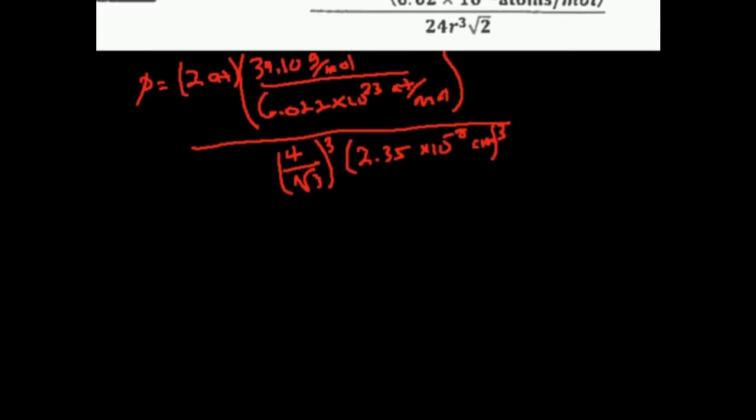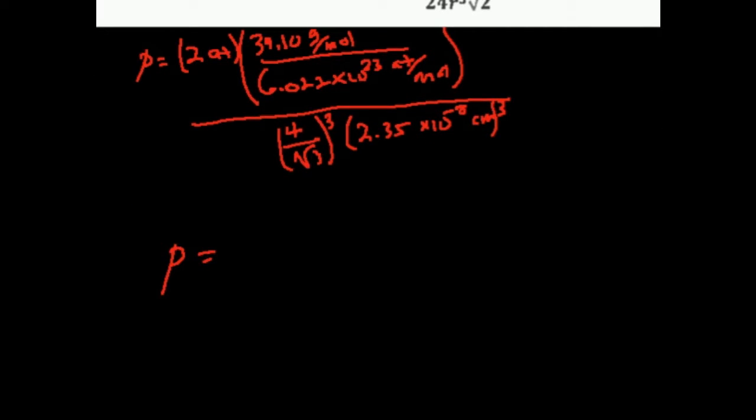So let's figure out what the density is. And notice how the units cancel. Atoms cancel. Notice that moles or per mole cancels, and I'm going to be left with grams per cubic centimeter. So let's go ahead and figure out what this is. I'm going to multiply it out.